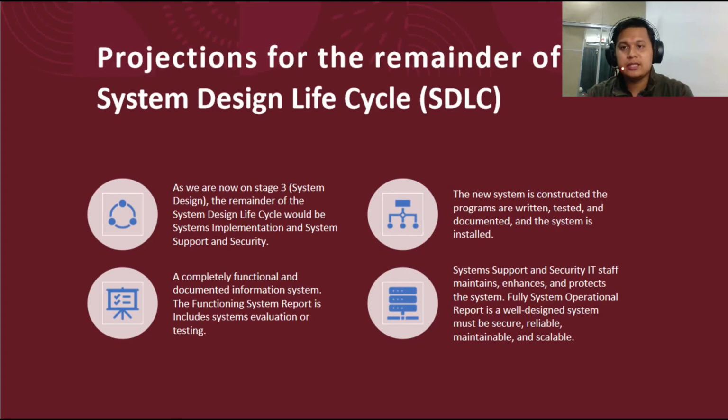So the next one is projection for the remainder of the system design life cycle. As we know on stage 3 system design, the remainder of the system design life cycle will be system implementation and system support and security. The new system is constructed, the programs are written, tested and documented, and the system is installed. A completely functional and documented information system, the functioning system report includes system evaluation or testing.